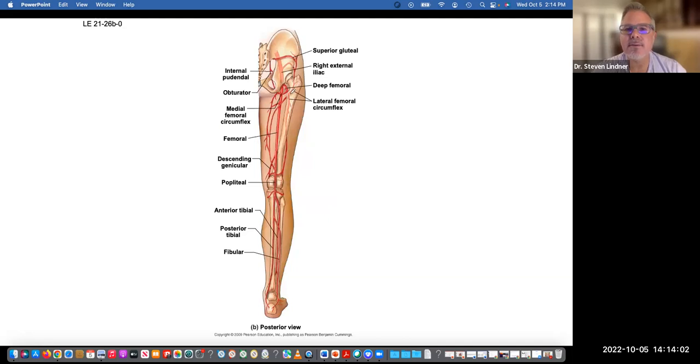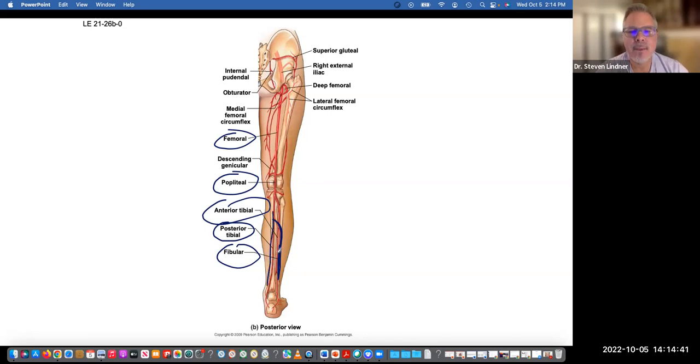Here's the entire view from the posterior. We've seen this already. Let's focus on the femoral, popliteal, anterior tibial, which goes to the front. Posterior tibial is more posterior, and the fibula has to be lateral. So if you look at it, it's kind of like this. It's going this way, like that. And again, that's off the posterior tibial, which is here.